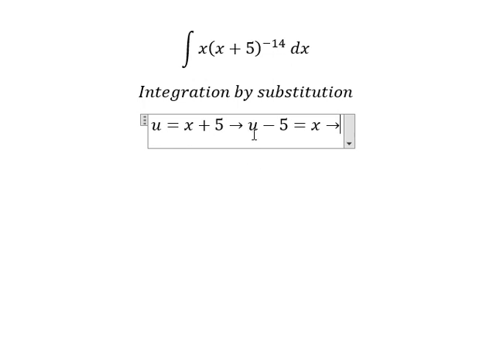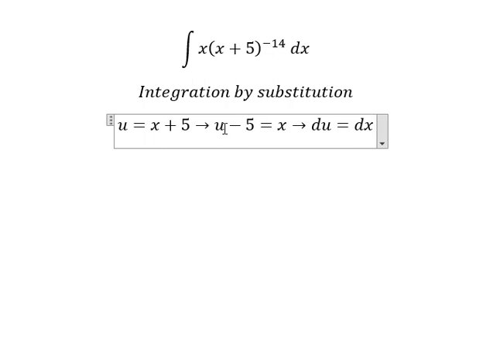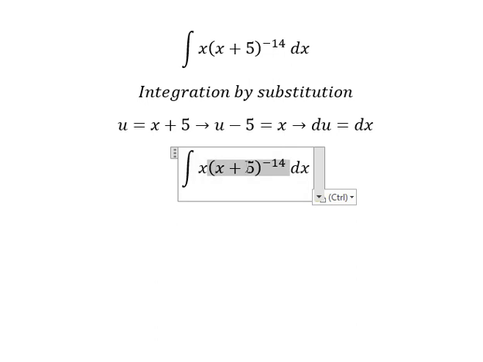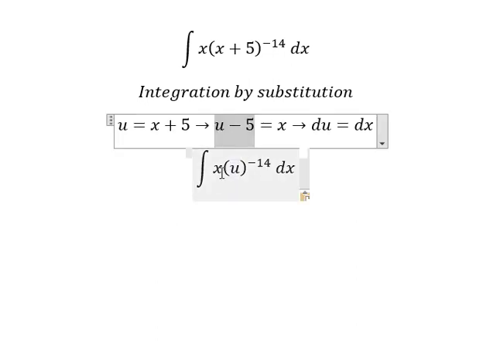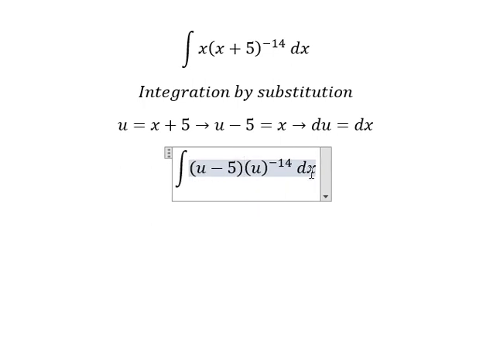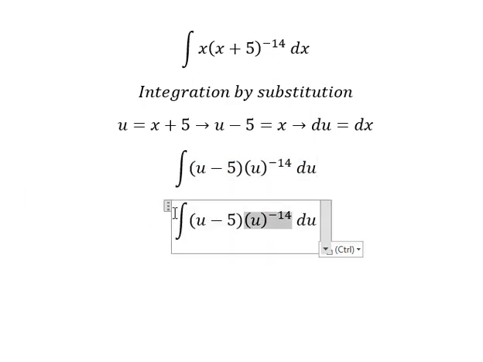Later, we need to take the first derivative of both sides. This one we have number 1. This one is a constant, so you get 0. This one we have number 1. So this one we change for u. The s we change for the u. So this one is multiplied by u minus 5.